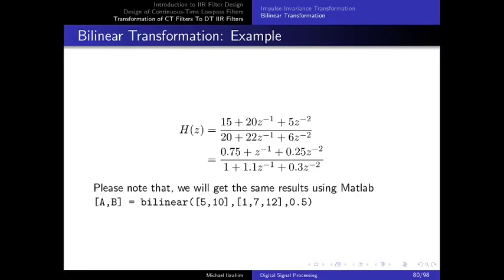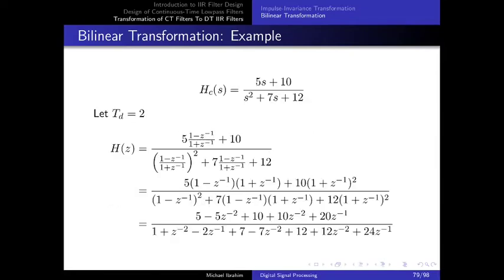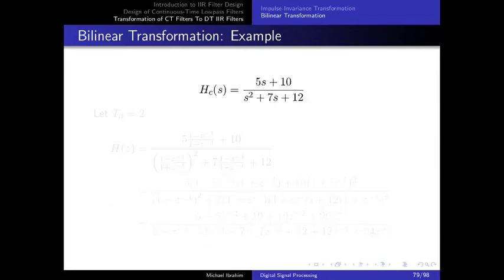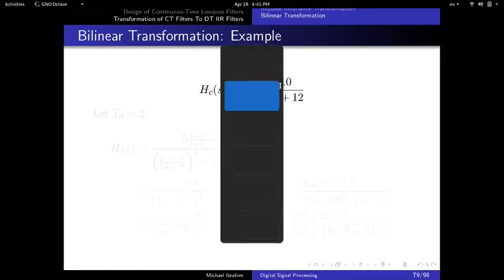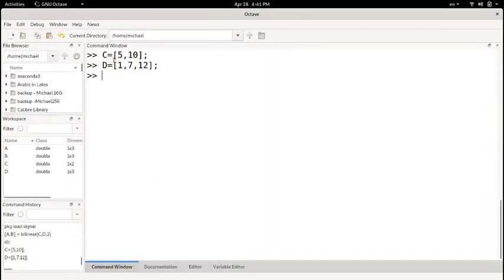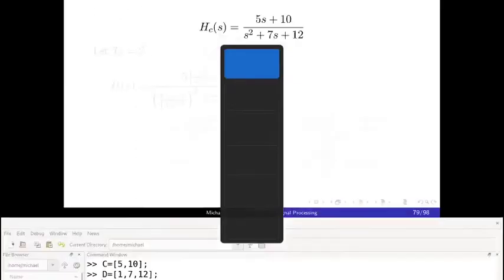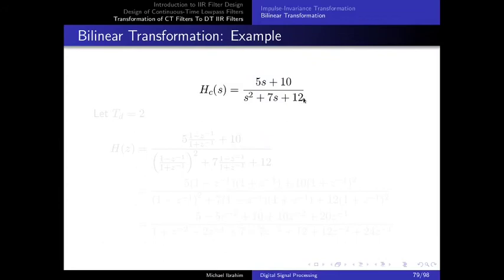And we can use the MATLAB command bilinear to transform this H continuous of s into H of z, to do these steps for us. So it goes like this. We have a continuous time system, so we will define two polynomials. One is 5 and 10, which corresponds to the numerator polynomial. So I will define c equal to 5 and 10, and d, which will be the polynomial of the denominator, 1, 7, and 12.